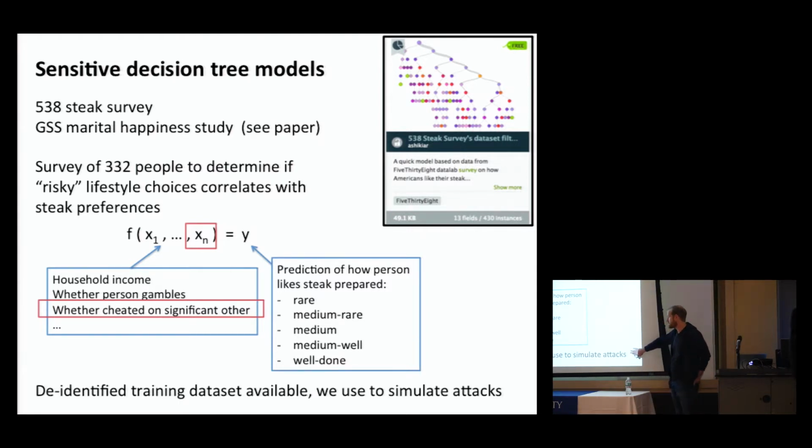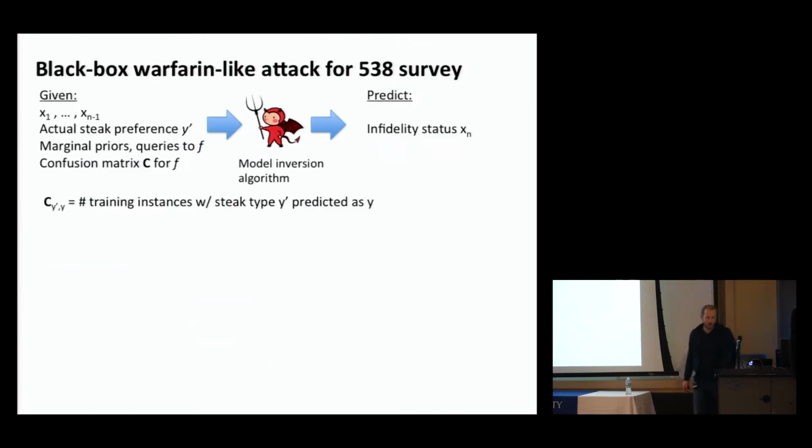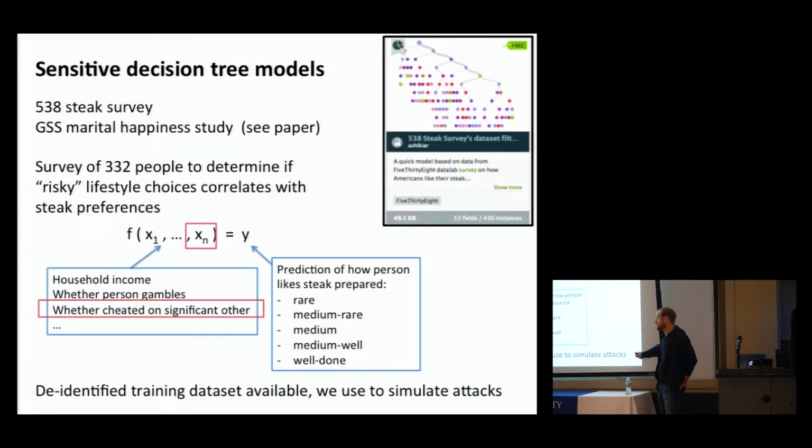Again, we didn't realize this at first, but we realized the de-identified training data set is actually available online, which allows us to evaluate ground truth. So another good simulation for attacks. The de-identified training data set is available online. And in fact, if we didn't have this, we wouldn't be able to evaluate how effective our attacks were. So there's a list of people without a name that says whether they've cheated.